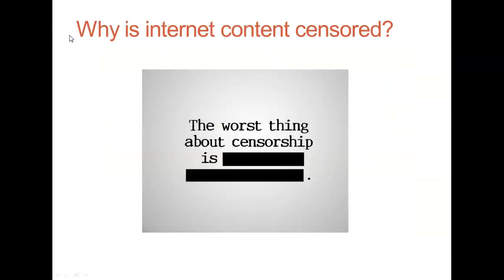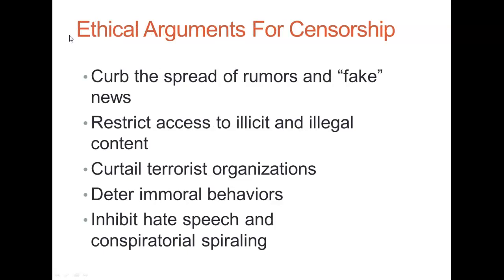Given the prevalence of government censorship of content on the internet, it begs the question, why is internet content being censored? The ethical arguments for internet censorship usually center around the following ideas. To stop the spread of malicious rumors and false media reports. Prohibit users from engaging in illegal or illicit content, such as the trading of drugs or child pornography. Curtail efforts of terrorist organizations, such as recruiting for and planning acts of terror and destruction. Deterring immoral and addictive behaviors like pornography and fruitless endeavors. And inhibiting the spread of hate speech and other types of negative propaganda like historical revisionism.